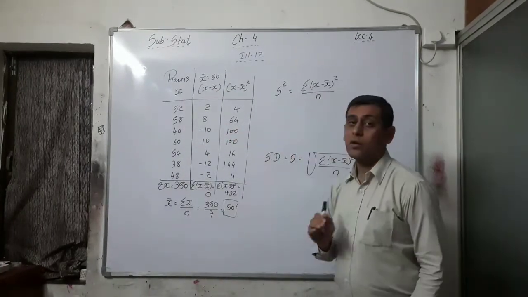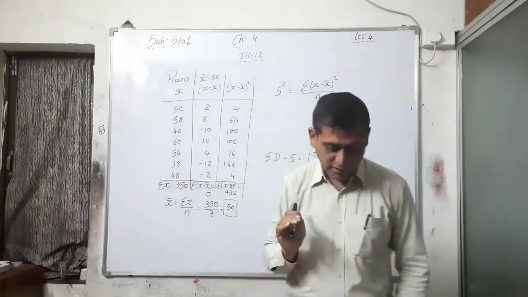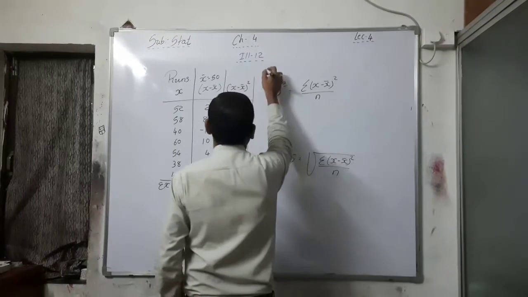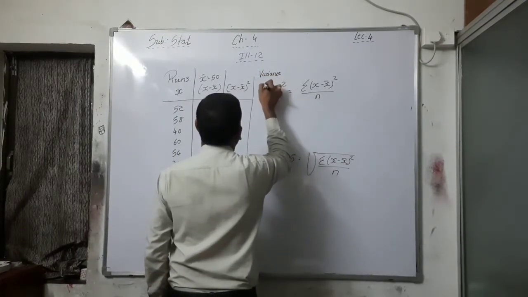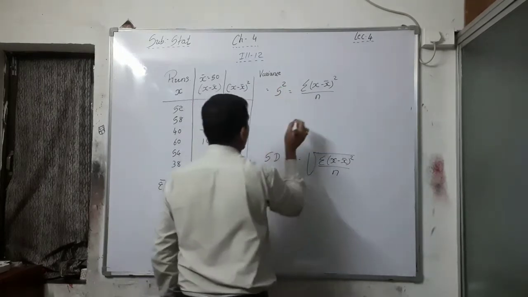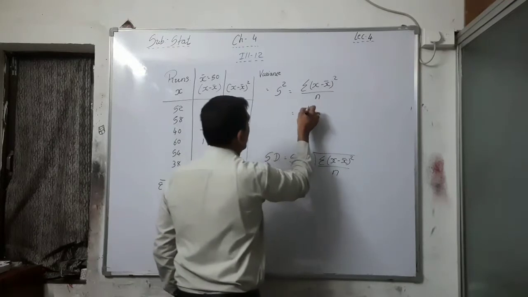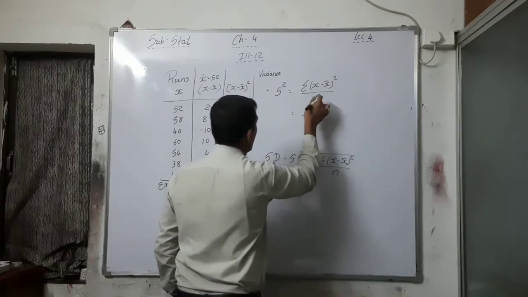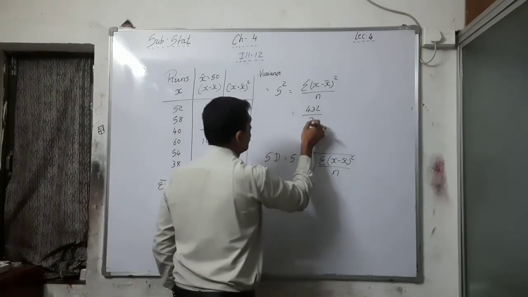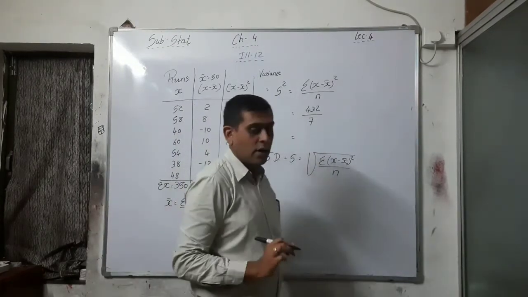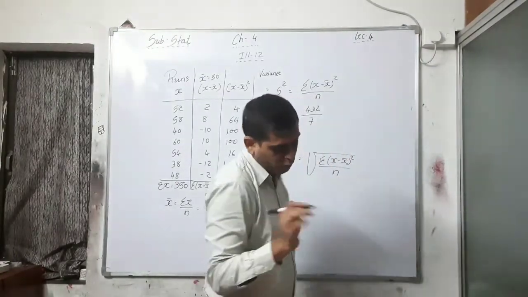Now we want a variance, that is S square. What is the formula for variance? See, here we have to write variance is equal to S square is equal to sigma x minus x bar whole square, that is 432, divided by n, that is 7 observations here. So what is the answer? 432 divided by 7, 61.7143.